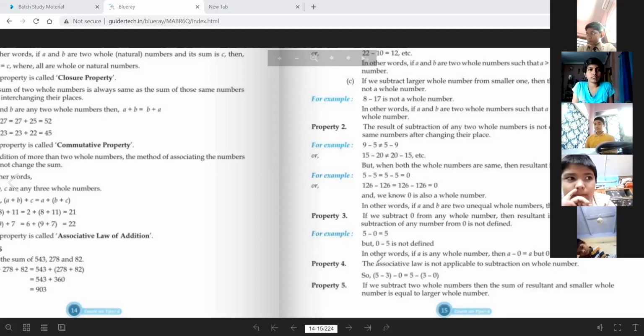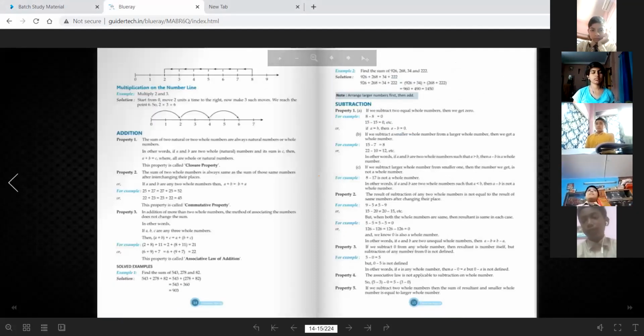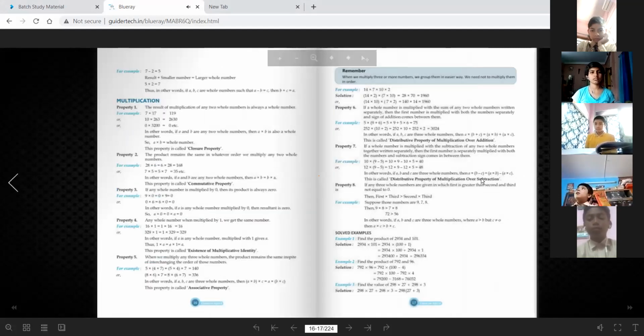Okay, so we are coming to property 5. If we subtract two whole numbers, then the sum of the result and the smaller whole number is equal to the larger whole number. So that means what? In childhood we have solved this kind of sums. You see the example here, given on the next page: 7 minus 5. 7 minus 2 equals 5, and if we add it with 2 again, we get the other number 7. Okay, so these are the properties.